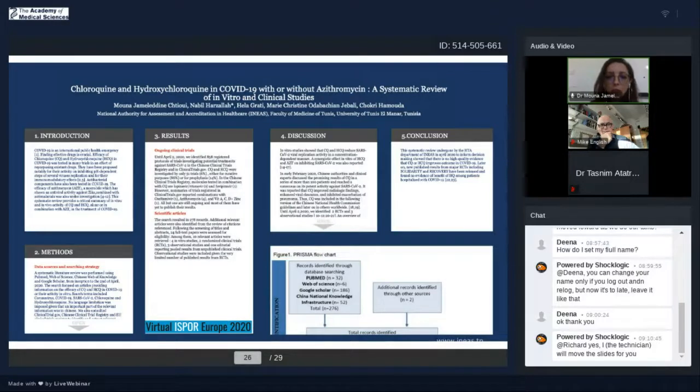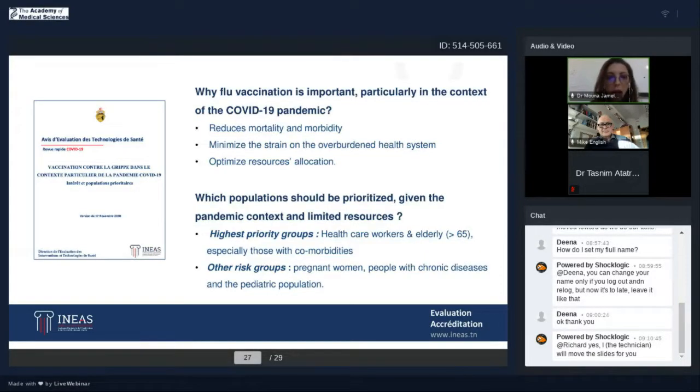This is another work, a systematic review that we performed in April on the famous chloroquine and hydroxychloroquine regarding the in vitro and clinical studies. And at that time, we issued recommendations. So we told a decision maker that there was not a lot of robust evidence on the effectiveness of this molecule in COVID-19.